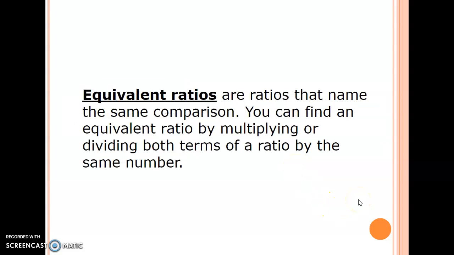So let's talk about what equivalent ratios are. Equivalent ratios are ratios that name the same comparison. Think about when you compare two different types of shoes that you may want to buy, or two different kinds of sodas that you may want to buy, maybe Coke to Pepsi. Think of a comparison. You can find an equivalent ratio by multiplying or dividing both terms of a ratio by the same number.